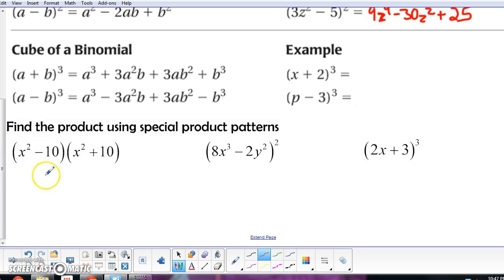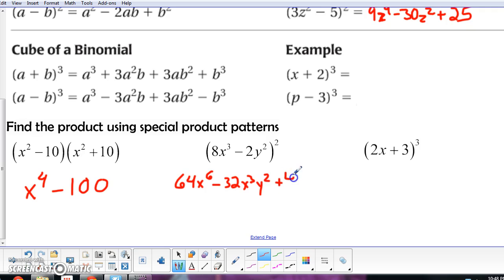So here there's a sum and difference pattern, same terms, one's a sum, one's a difference. Go ahead and square the first term, x to the fourth, and square the second term, we got 100. Here's the square of a binomial. I start by squaring the first term, that's going to be 64x to the sixth. Key there is x to the sixth, not the ninth, because it's x cubed squared, power of a power property and multiply exponents. Then I multiply the two together and double it. Negative 16 doubled would be negative 32 x cubed y squared. And finally square the second term. That's going to turn into plus 4y to the fourth.